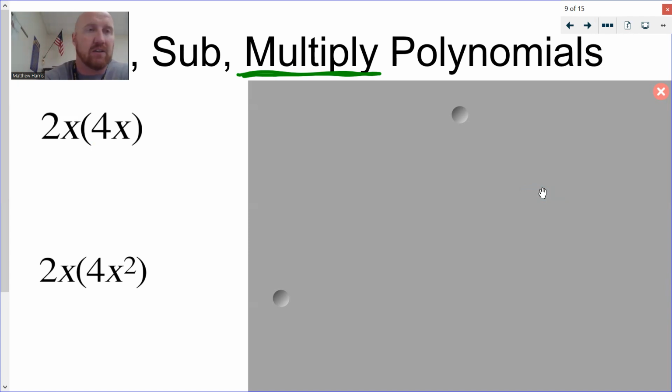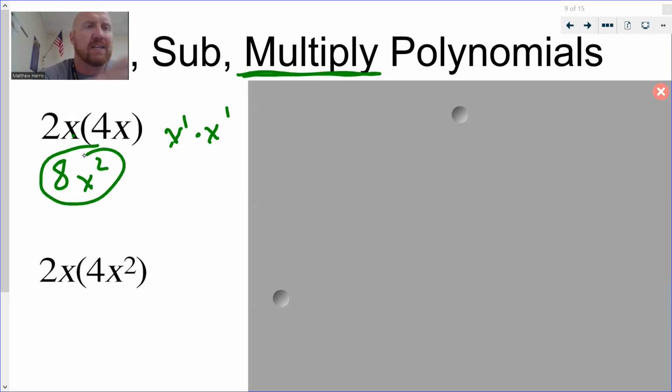When I see this, I'm going to take the coefficients and multiply them together. 2 times 4 is 8. And then I have to take x times x. Well, it's x to the first times x to the first. Here's the exponent rule: when we multiply exponents, we add them. 1 plus 1 is 2. So this is just x squared. So 2x times 4x is 8x squared.